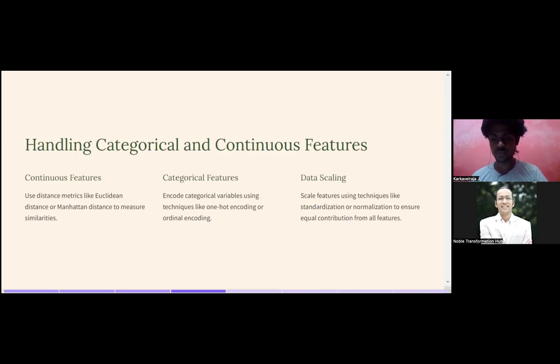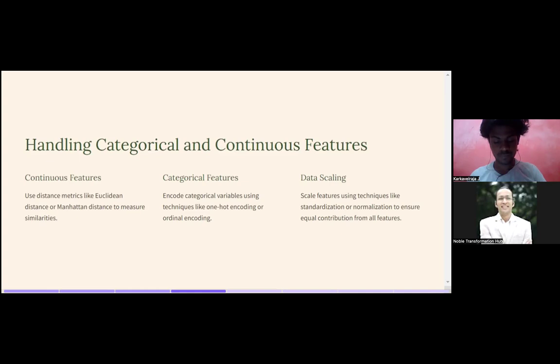Yes, sir, over to you. Yeah, handling categorical and continuous features. So, guys, you also know that we have two kinds of problems. One is categorical, the other one is continuous. So this is what we have to understand.